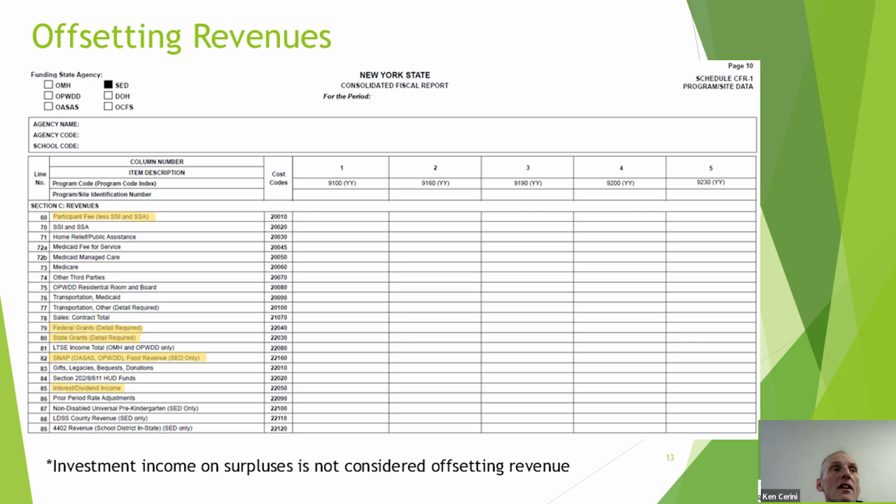So there are different things you have to consider if you've got other revenue streams coming into the organization. You have to look to see, did I include any of the costs that were funded by those other revenue streams within my CFR in these columns? And if so, I have to offset it.